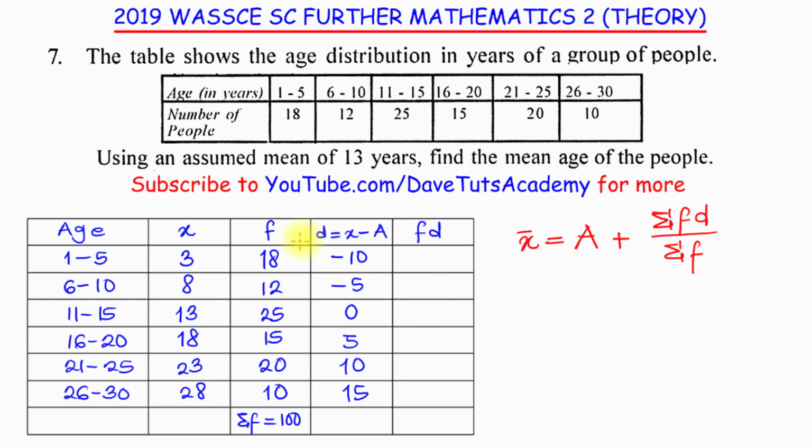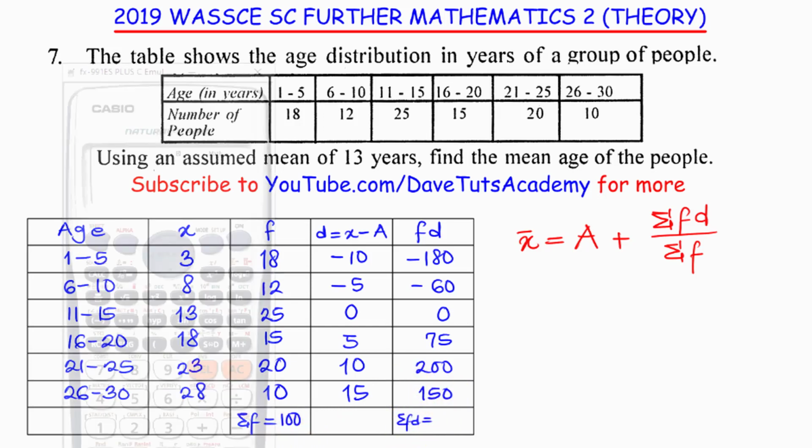Now, we want to find the product of the frequency and the deviation in this column. 18 times minus 10 is minus 180. 12 times minus 5 is minus 60. 25 times 0 is 0. 15 times 5 is 75. 20 times 10 is 200. And 10 times 15 is 150. So we can also find the summation FD.